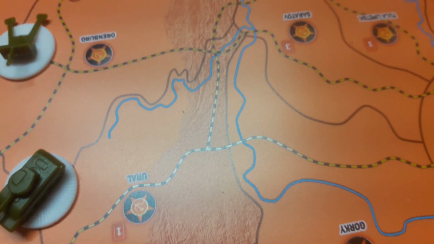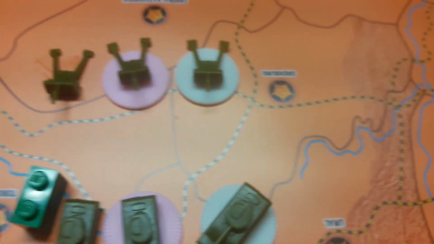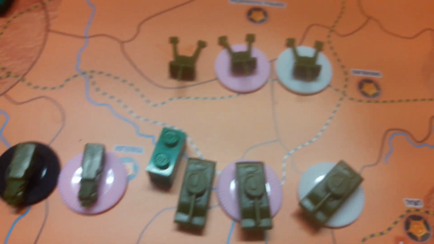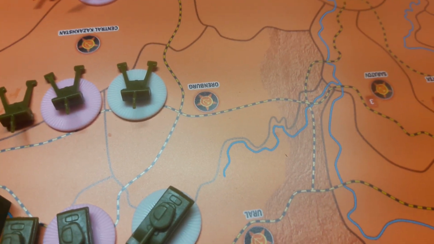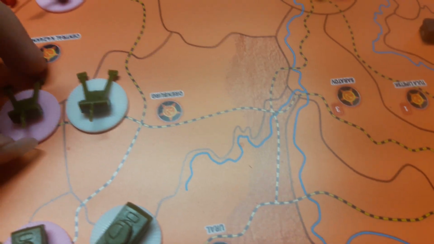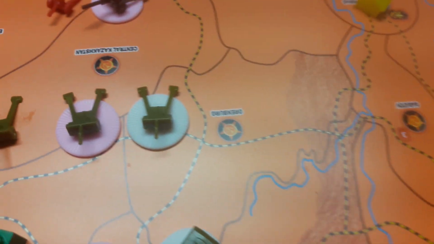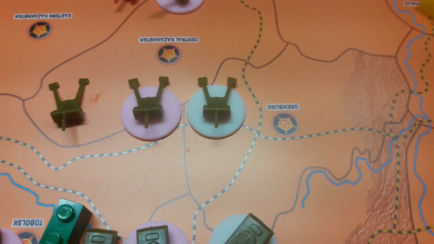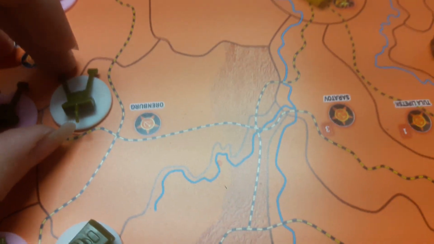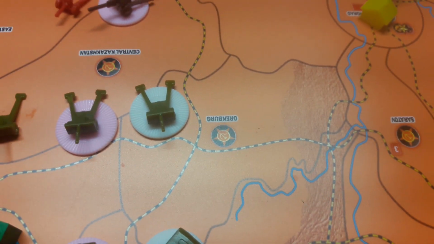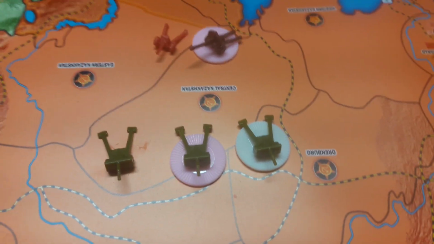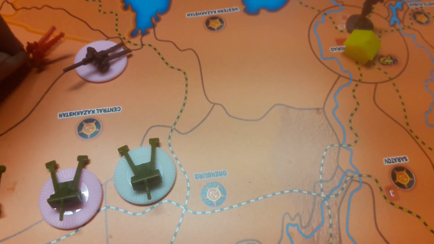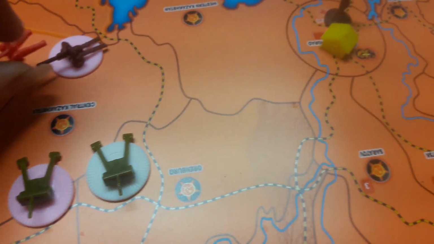So next I have artillery. Now I know coastal artillery aren't really supposed to look like this, but this will be my regular artillery here. And artillery with a pink chip will be the advanced artillery, and artillery with a white chip will be the coastal artillery.